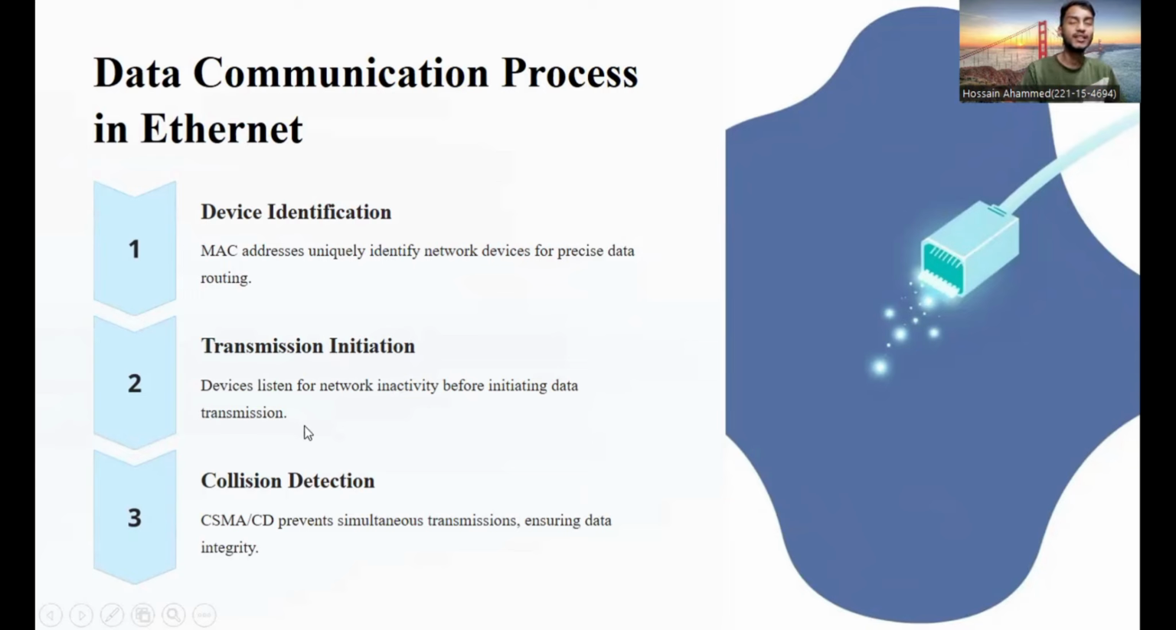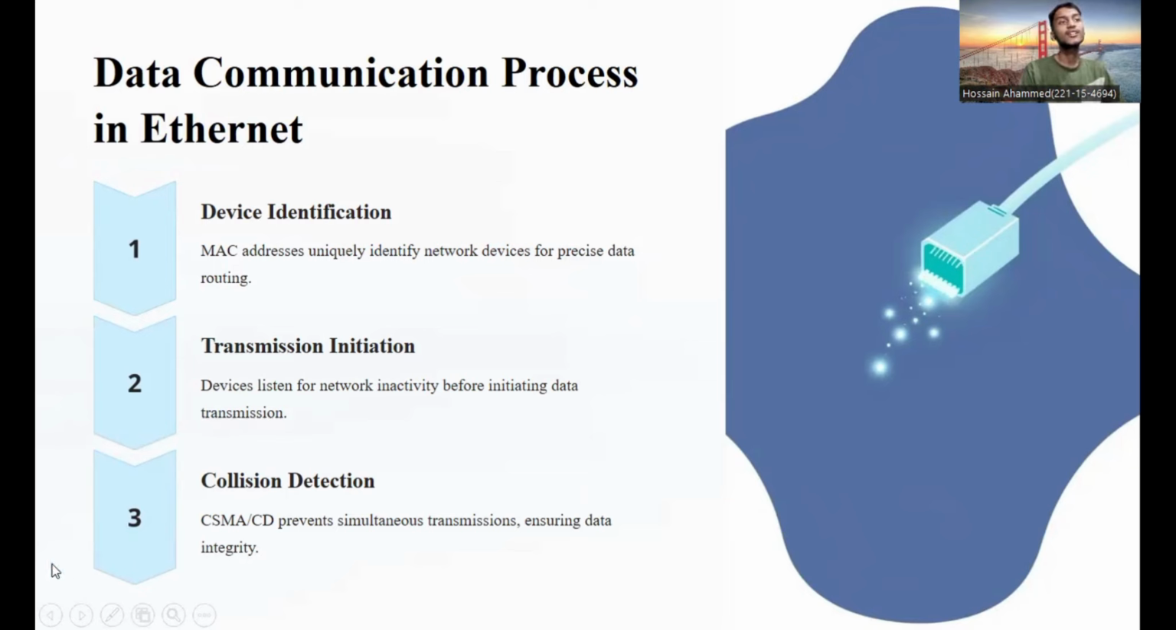Transmission initiation means first listening for network inactivity before initiating data transmission. That means before transmitting a packet from one device to another, the sender device first listens to check whether the network is busy or clear. For this, it first sends a message to the network to check it. I put a fuller explanation on my next slide, where we can know more details.